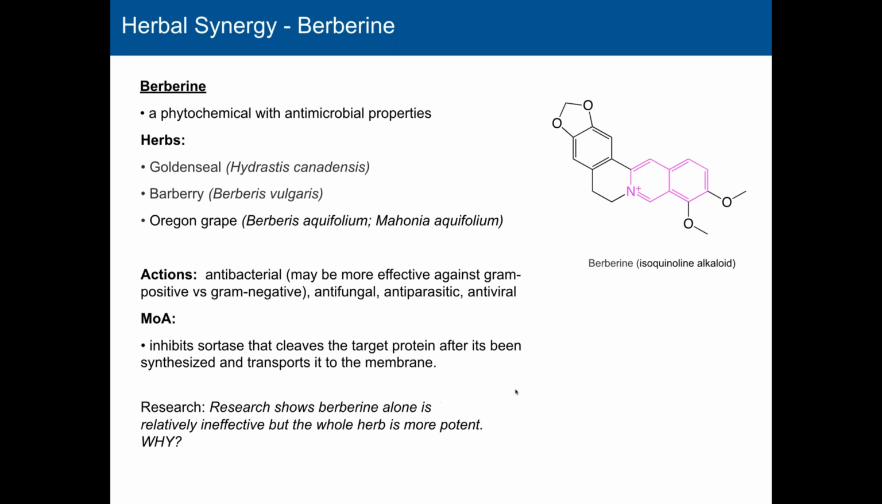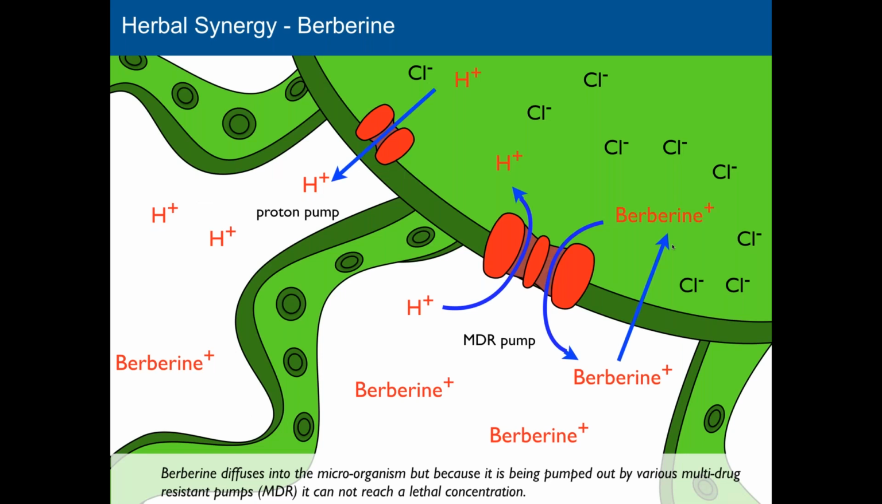And the way that it works, it inhibits an enzyme called sortase that cleaves certain proteins when they're being synthesized in the cell. And so the research on berberine shows it's not really that effective when it's given alone, or rather that you have to give it at such a high dose. It's hard to achieve that in your body. It's hard to get blood levels that high. And berberine is relatively safe, but I don't think you should be taking high dosages of this for long periods of time, that's for sure.